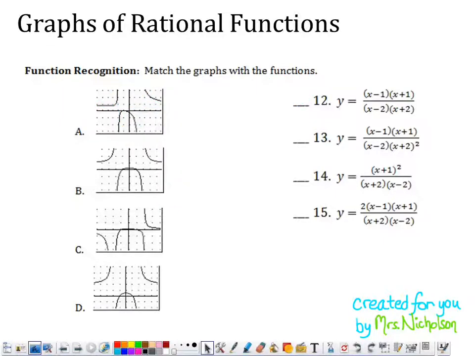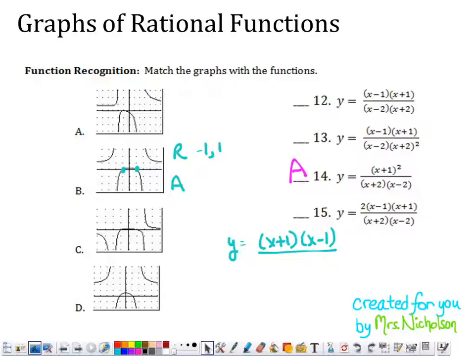And that matches number 14. Number 14 should be answer A. Let's look at graph B. Again, we're going to start with the roots, which are at -1 and +1. Because I have a root at -1, I would have x plus 1 in the numerator. Because I have a root at +1, I would have the factor x minus 1.